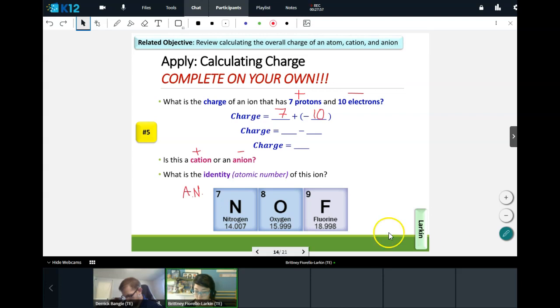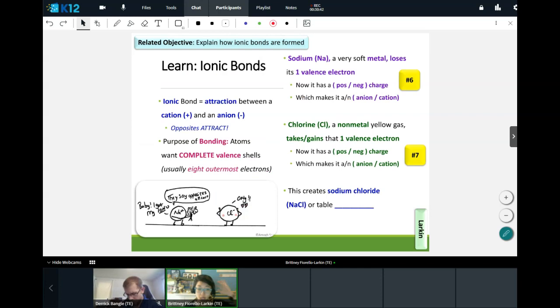Tell me in the chat, atomic number is related to protons. Yes, exactly. So don't forget this is related to protons, of which you do know the number of protons that this ion has. That was told to you at the start. All right, so go ahead and work on question number 5. If you need help, we're in the Q&A chat. You have 45 seconds to work on this. Go, go, go.